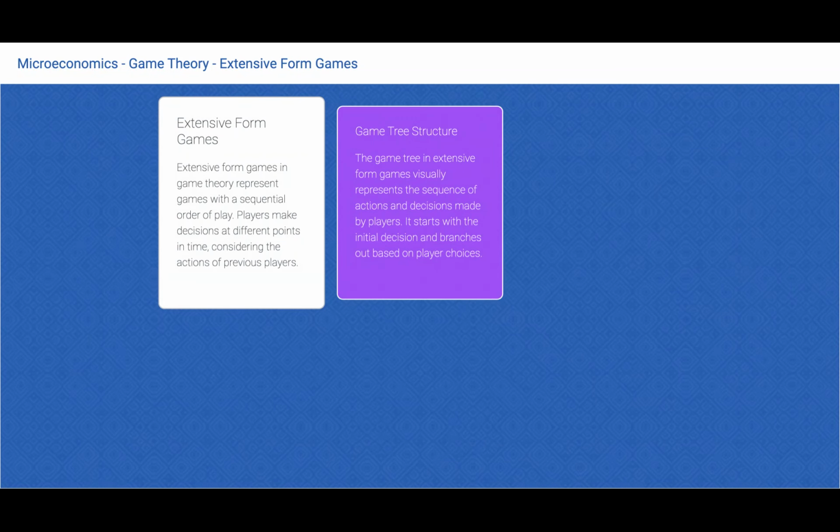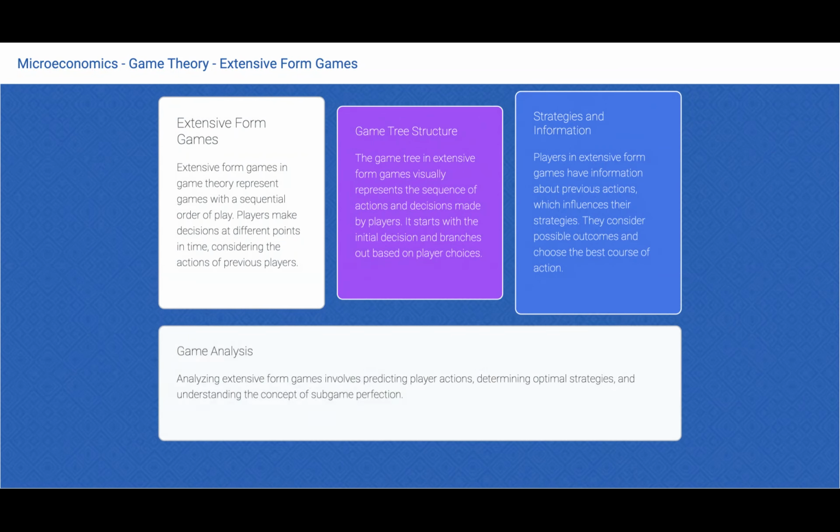Extensive form games in game theory involve sequential decision-making by players, represented through game trees. Players consider past actions and possible outcomes to choose optimal strategies. Understanding game analysis in extensive form games requires predicting player behavior and identifying sigma-perfect strategies for optimal outcomes.